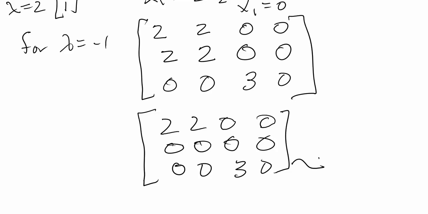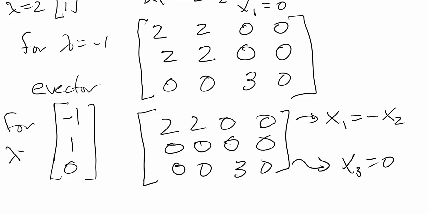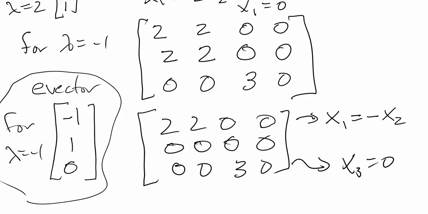From this last equation, we get that x3 is equal to 0. And from the first equation, we learn that x1 is equal to minus x2. And picking x2 arbitrarily to be 1, we know that x1 is minus 1, and that's the eigenvector for lambda equals minus 1. So we found our 3 eigenvalues and our 3 eigenvectors for this 3 by 3.